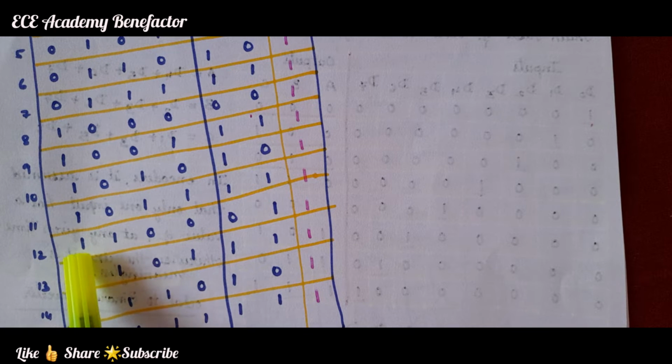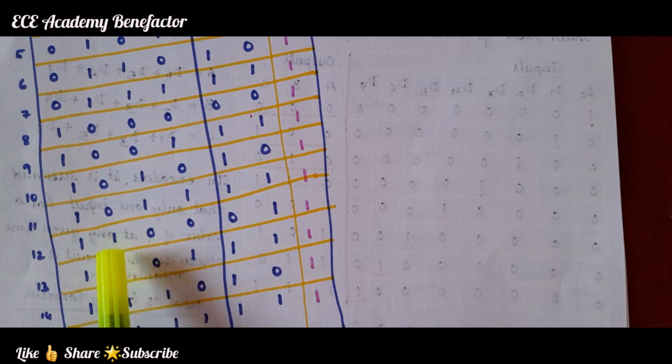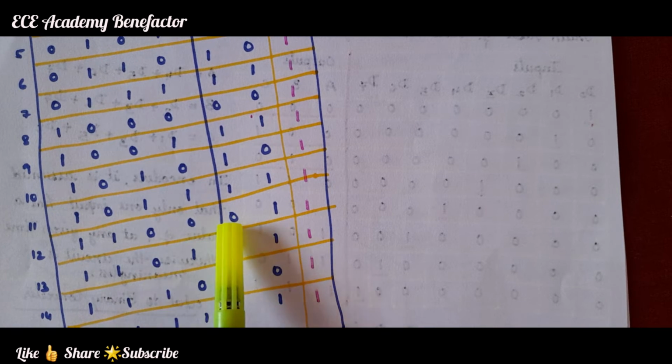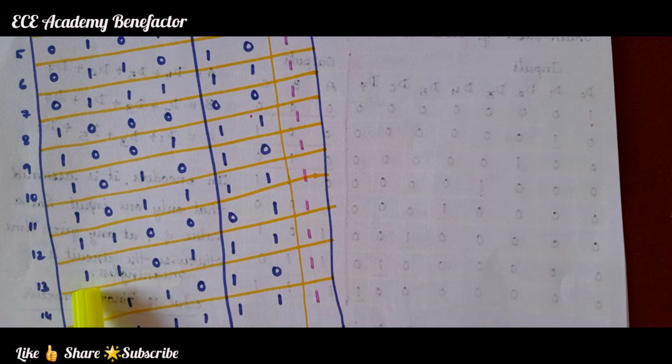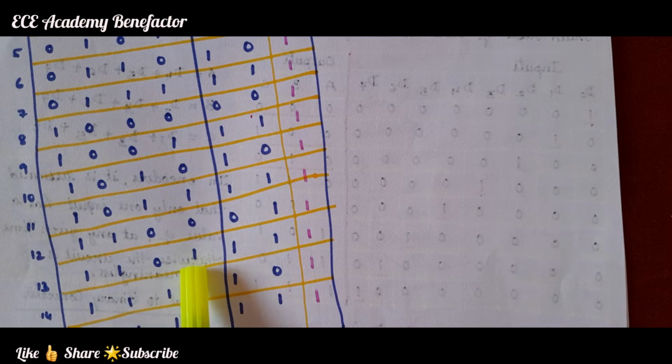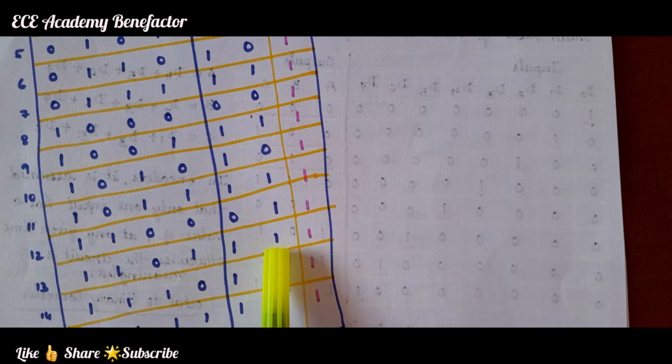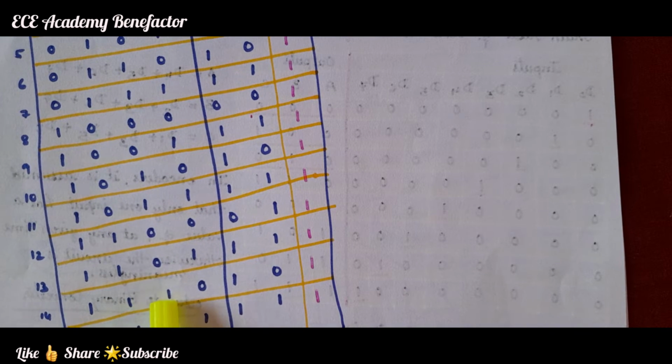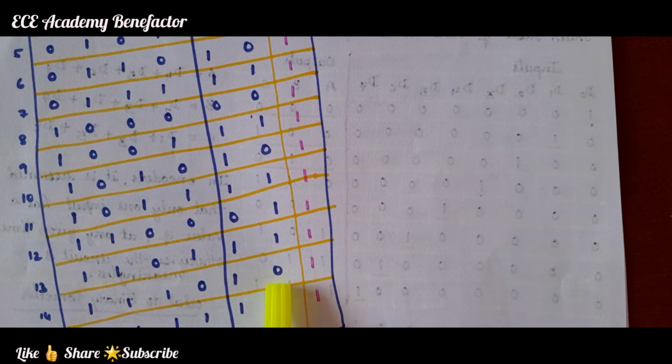Here D0 and D1 are high. D1 has the higher priority, so it will be 0 1. D0, D1, D3 are high. D3 has the highest priority, so the output will be 1 1. D0, D1, D2, D3 are high. D2 has the highest priority, so the output will be 1 0.